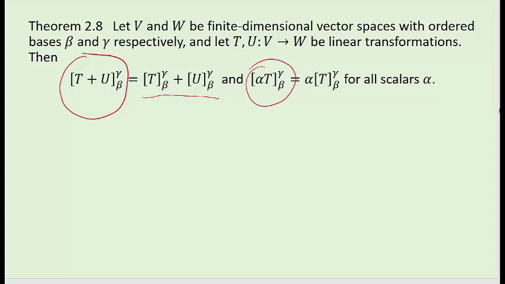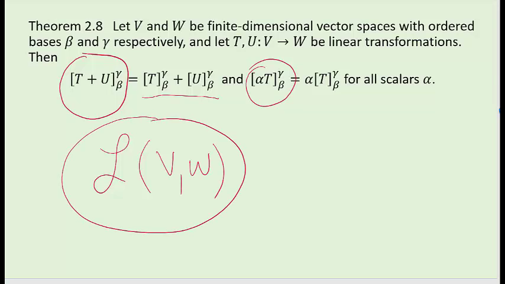Later, if we get that far, you will learn that this space, L of V, W, is a vector space of all linear transformations from V to W. Right now, we know that there is a one-to-one correspondence between linear transformations and m by n matrices, but actually, the set of all linear transformations is a vector space. But we're not going to prove that now. It comes later.